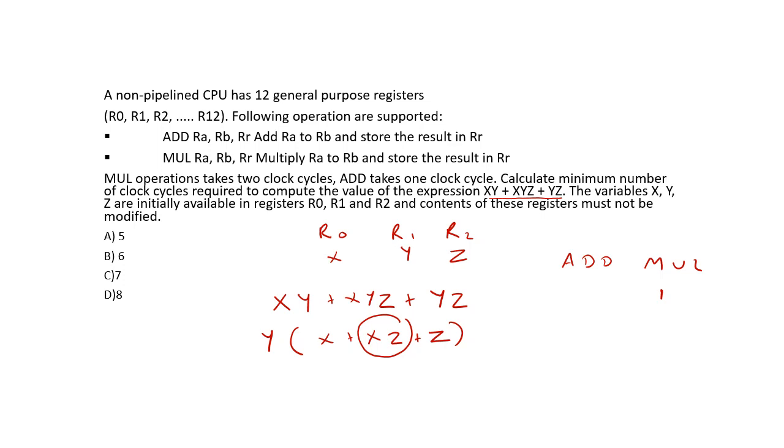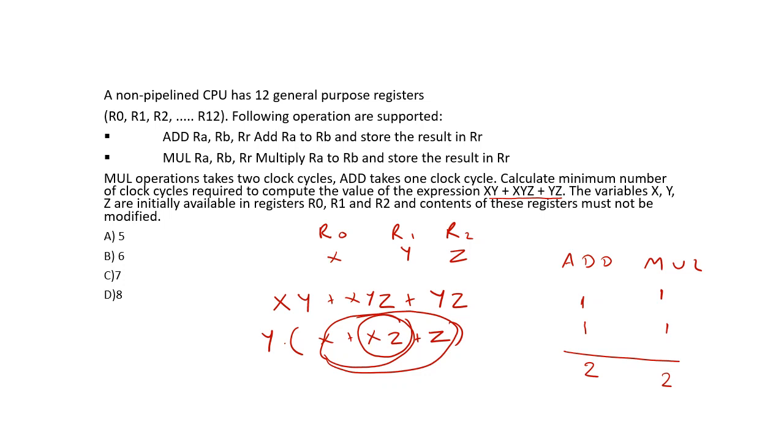The next step would be to add the result of these two, so one addition. The next step would be to add the result of these two, so one more addition operation. And finally, we have to multiply this result, so one more multiplication. In total, two additions and two multiplications.